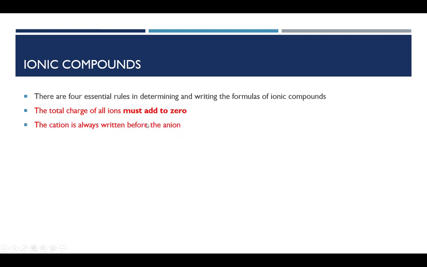The cation is always written before the anion. So in almost all cases, that will be a metal before a nonmetal. The only exception to that we'll see is when we get into polyatomic ions, and even then, only one polyatomic ion is a cation, ammonium.